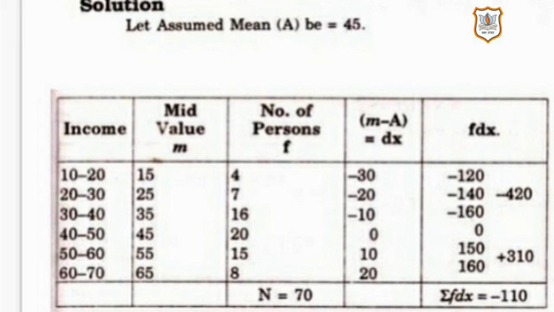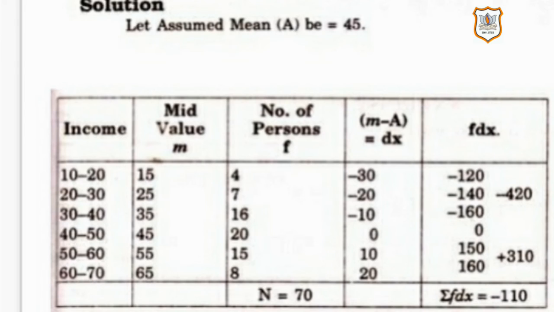Now as per the formula, we have to find the deviation, and deviation can be found with the formula m minus a, that is m is 15 minus a is 45. Here we have assumed mean. You can assume any value from mid value as a. So we have assumed 45 as assumed mean in this sum. So 15 minus 45, that is negative 30. So you will write here in the column of deviations or dx.